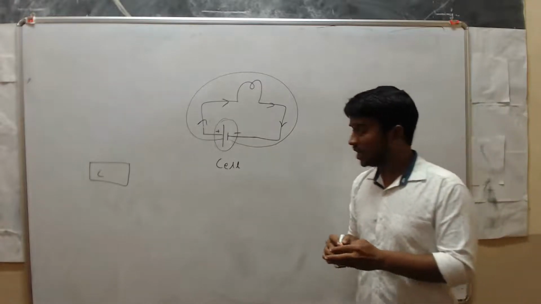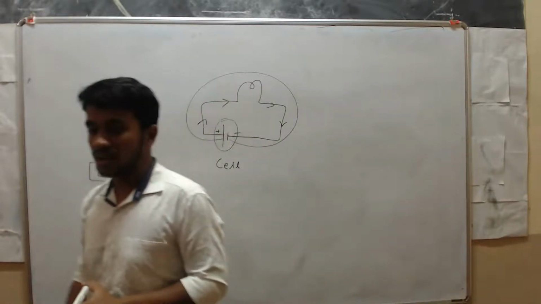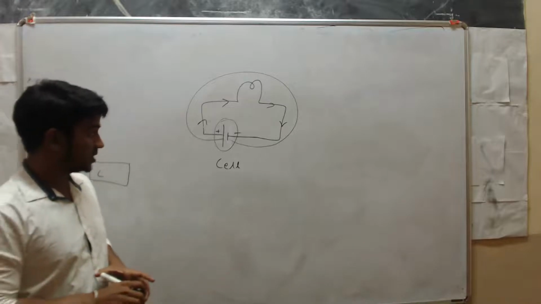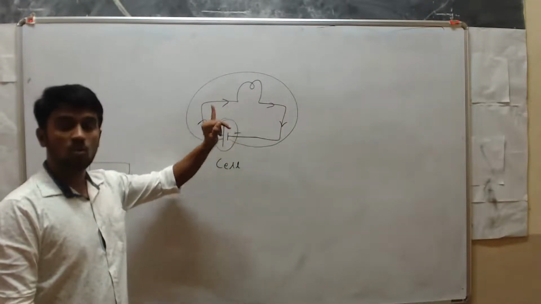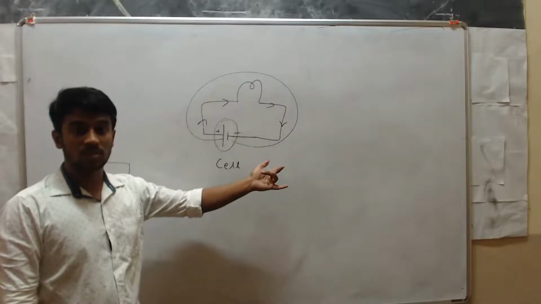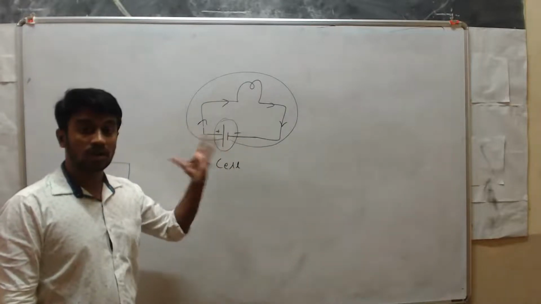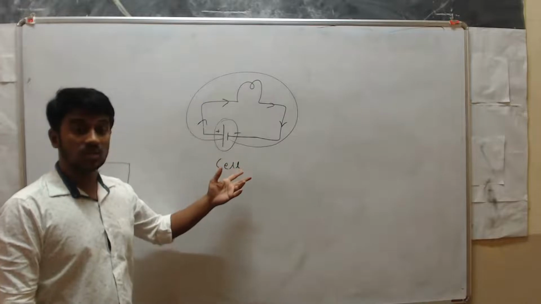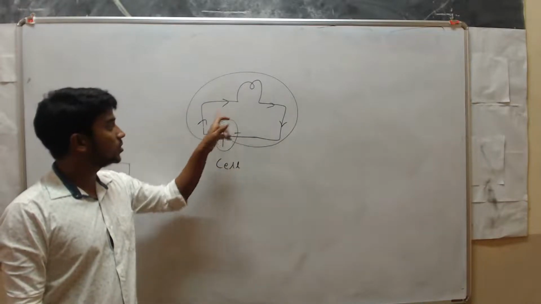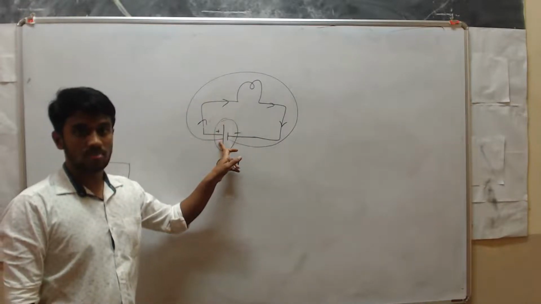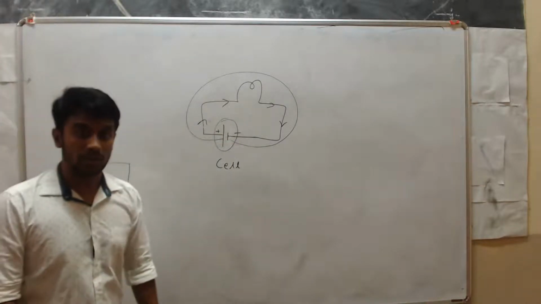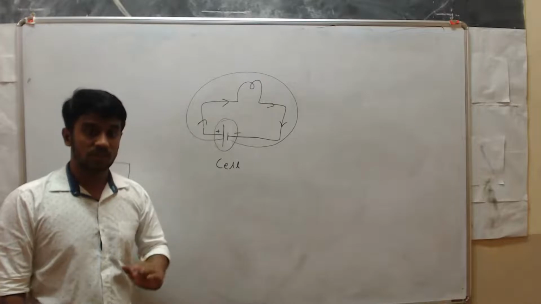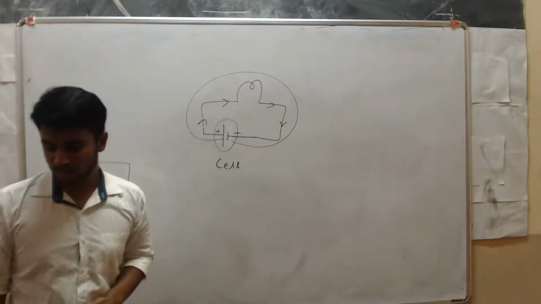See, first thing, how electrons will move inside the wire: if there is a difference between these two terminals, then only electrons will move. Then what is the electric potential difference? The work done required to move electrons from the negative terminal to the positive terminal is called electric potential difference or voltage. Both potential difference and voltage are the same.